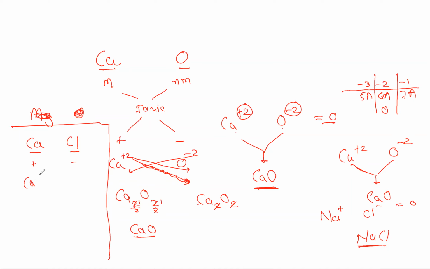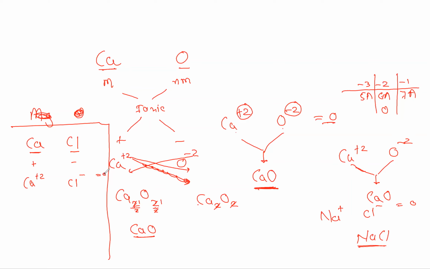We already know from the last time that calcium is in group 2A, so it is always going to be +2. What charge is Cl going to carry then? -1. Why? Because it is present in group number 7. In this case, what is the point? If you want to put these 2 elements together, the total charge has to be 0.